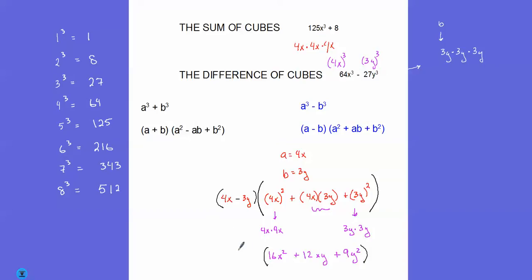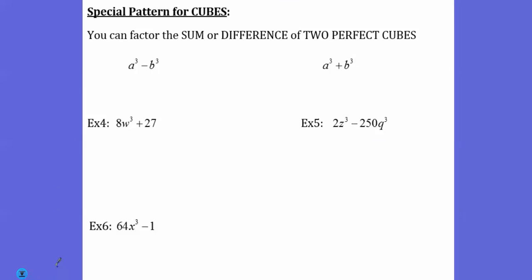I'm going to copy the binomial in the front and close it off. We could also check that this creates the original 64x cubed minus 27y cubed. This one would be more difficult to do in the calculator because of the presence of the y. If you get the concept, you're welcome to begin practicing.